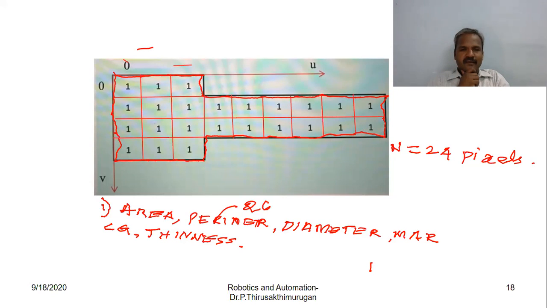Count all the boxes on the boundary. Total boundary length of the pixels.